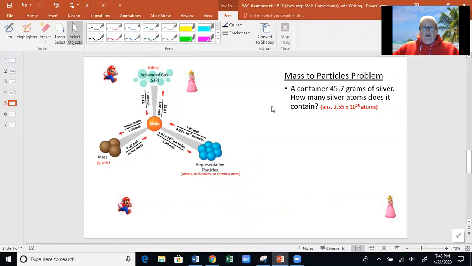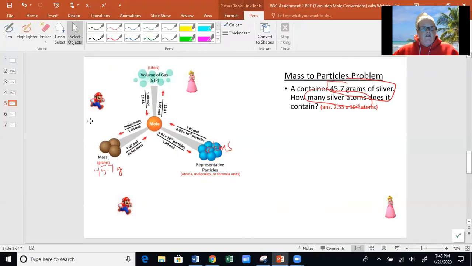We have a container that contains 45 grams of silver. So we have 45 grams. We're starting in the mass parking lot, 45.7 grams. And the question is, how many silver atoms does it take? So we are looking for atoms. All right. So in this case, Mario is starting in mass and he wants to end up at atoms. So I'll put Princess Peach over here.